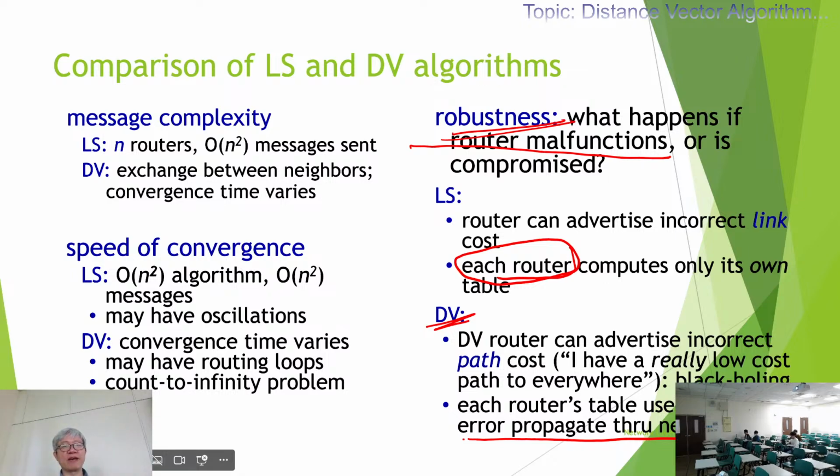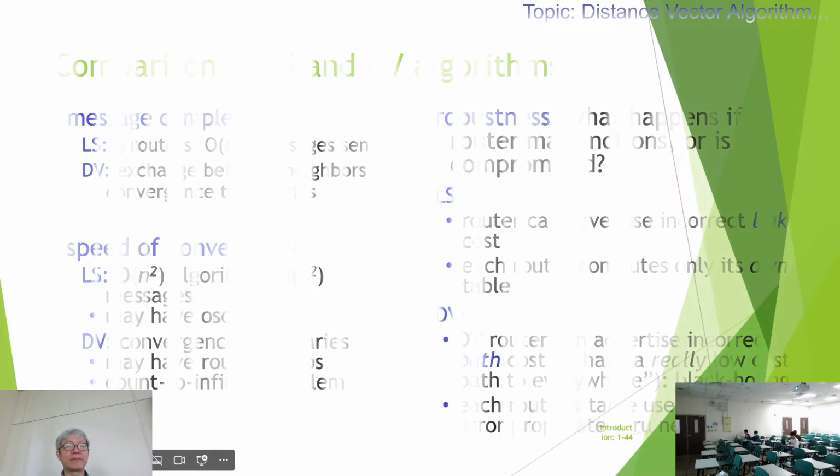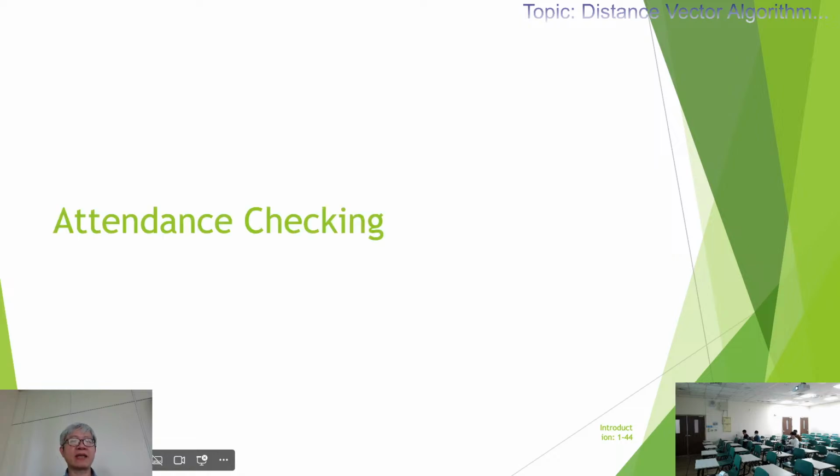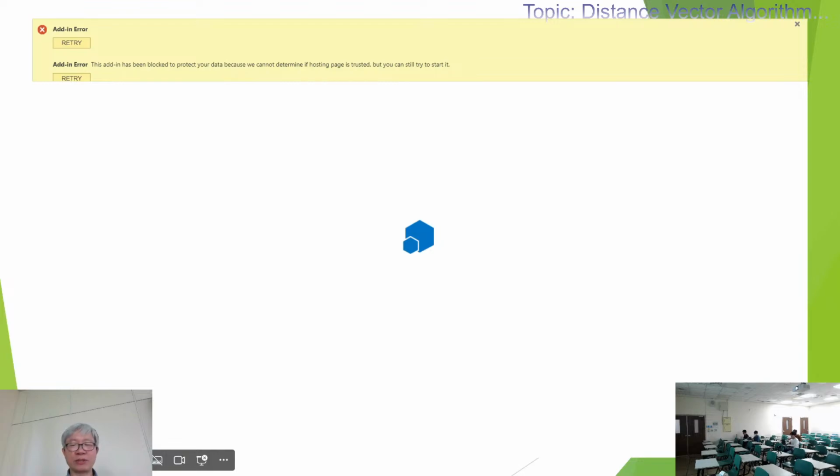Even link state will provide robustness, however, it needs to have the extra burden. Last week we covered the link state algorithm, and today we covered the distance vector algorithm, and we put them together for comparison. The two algorithms are the fundamental routing algorithms.